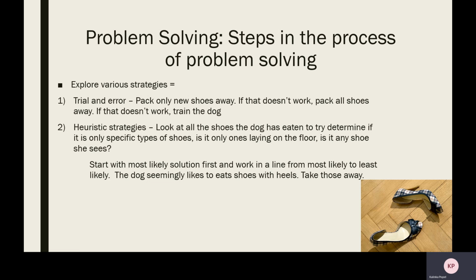So we look at all the shoes the dog has eaten to try and determine if there's one specific type of shoe that she's liking. Is it only shoes that are laying on the floor? Is it any shoe that she sees? Is it only heels or what? So for instance, we go from the most likely conclusion to the least likely. So maybe she only likes eating heels, so we'll take the heels away and see if she eats the other shoes or if she leaves the others.